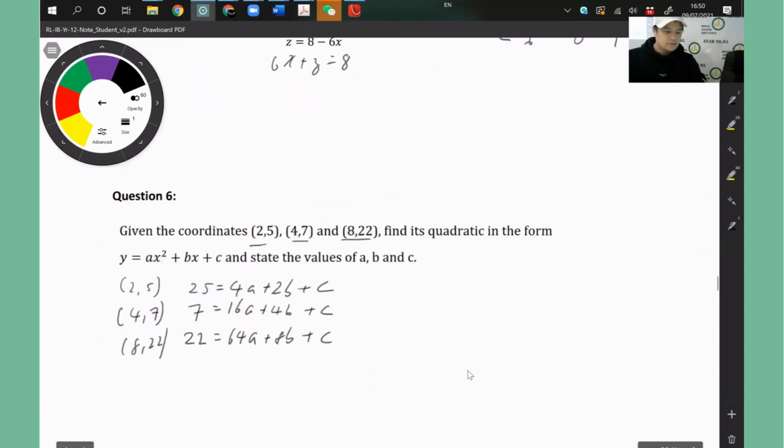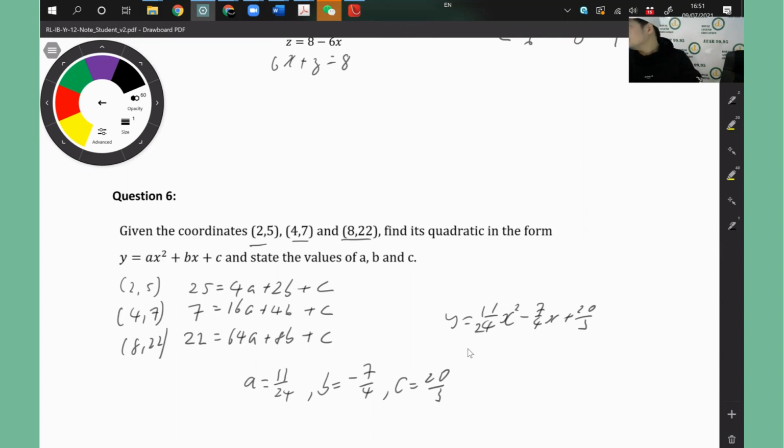Okay. So someone, what's the answer? A equal to, Angela, what do you get? 11 over 24. B? And we take 7 over 4. And C is 20 over 3. Yeah. So which means find the quadratic equation in this form, yes. So therefore, y equal to 11 over 24x squared minus 7 over 4x plus 20 over 3. Ta-da. Yeah, good.